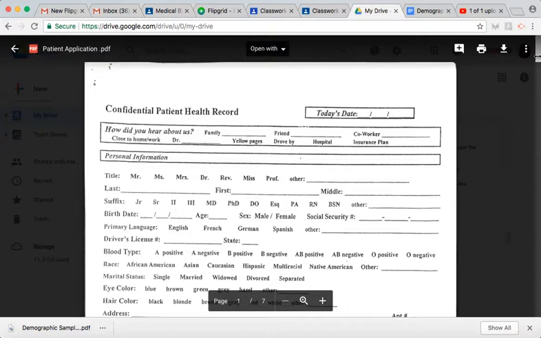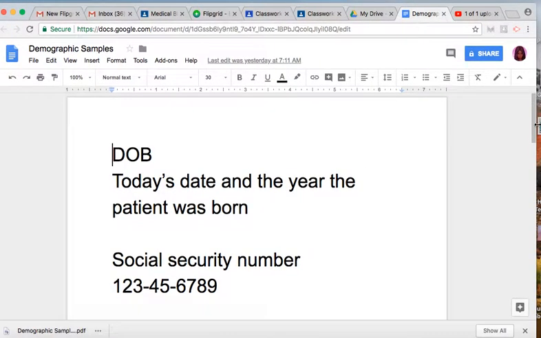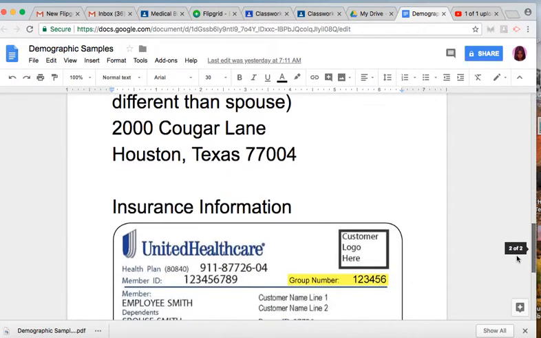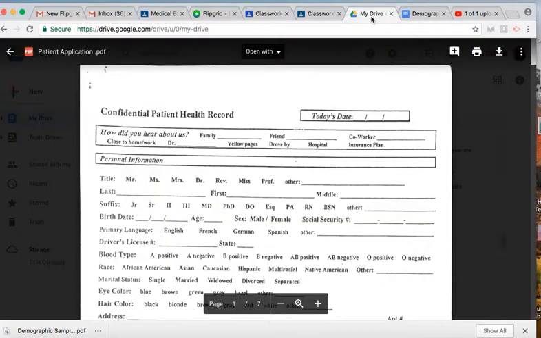If there isn't something in the case study, you do not have to make it up. And if I haven't given you an example of it, such as the demographic samples, the date of birth, social security number, Texas driver's license, sample address, these things like this, then you don't have to worry about making it up because a lot of times patients leave that information blank anyway. But I don't want you to have to go and stress yourself out, say, oh, it's not here, we have to fill everything out. No, that's not the case.